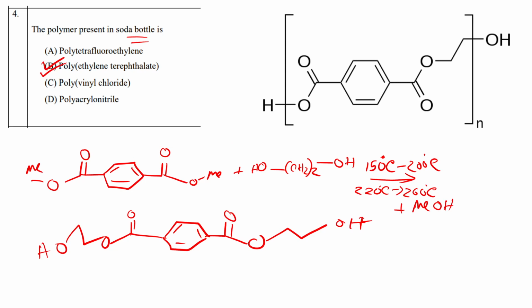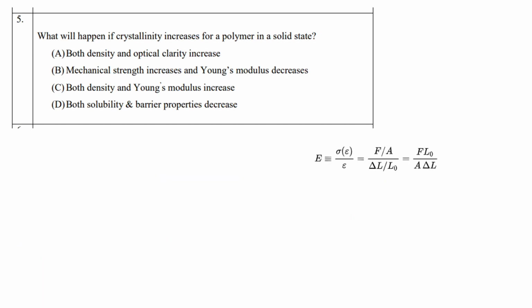In the second step, polymerization happens. So a number of monomers get polymerized, and you have what is written like this. So polyethylene terephthalate, this particular polymer, is produced this way and they are used for this protocol. So coming to the next one.